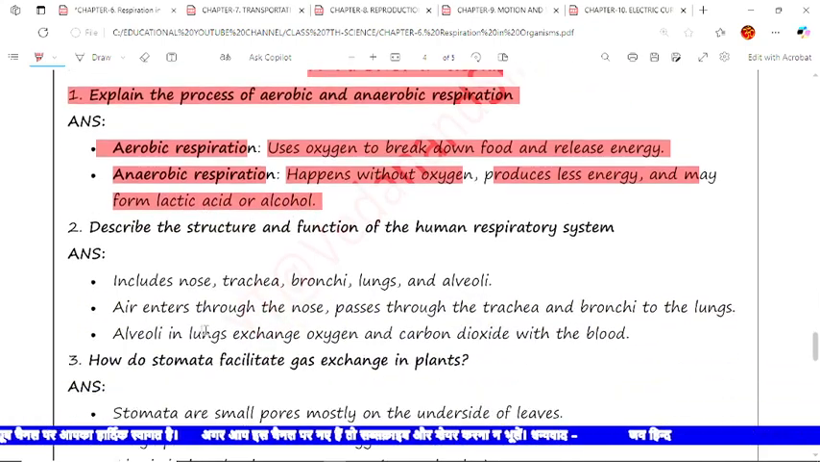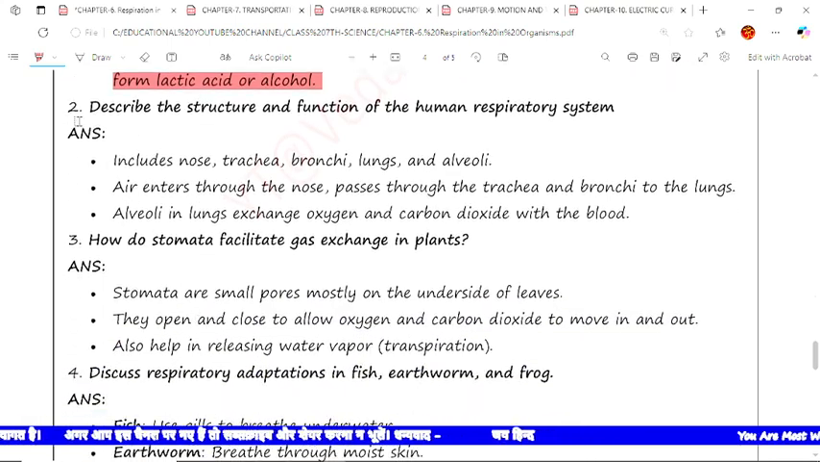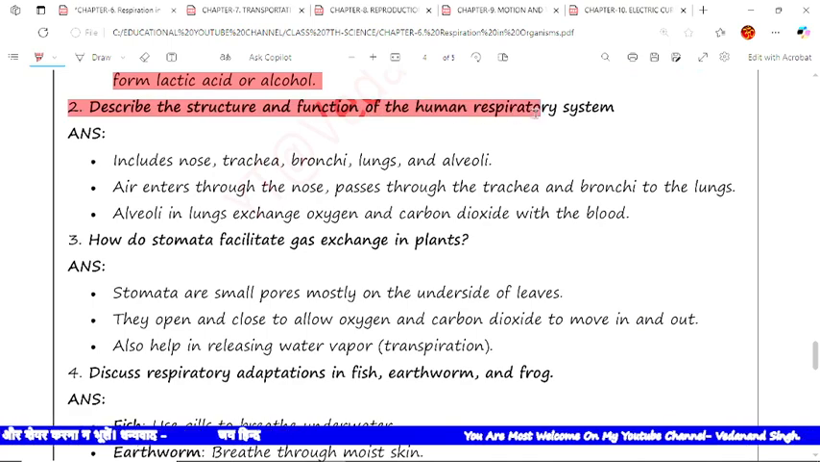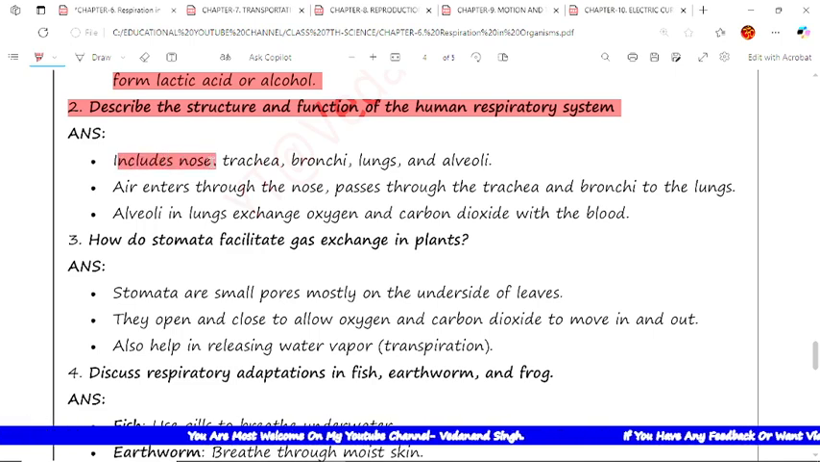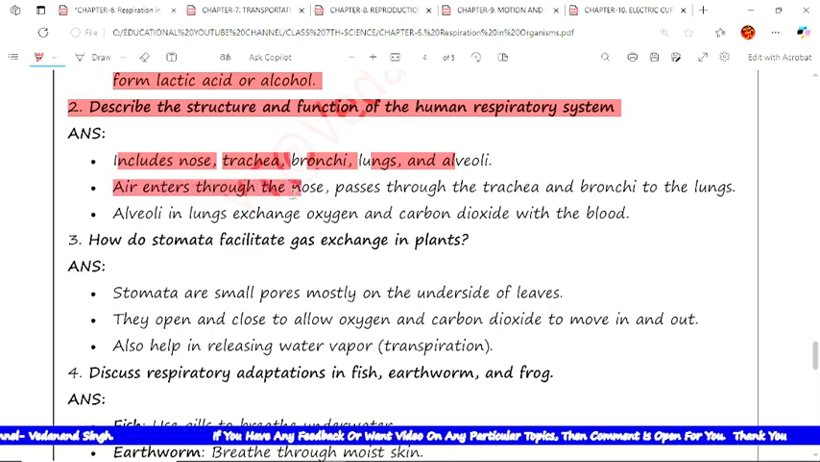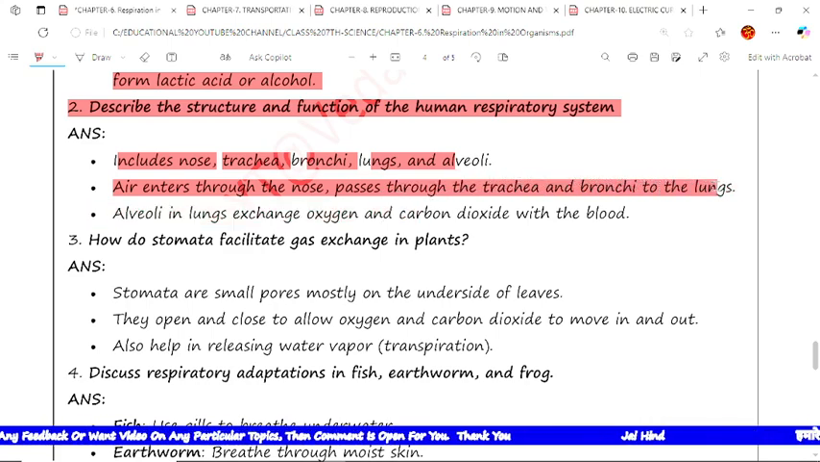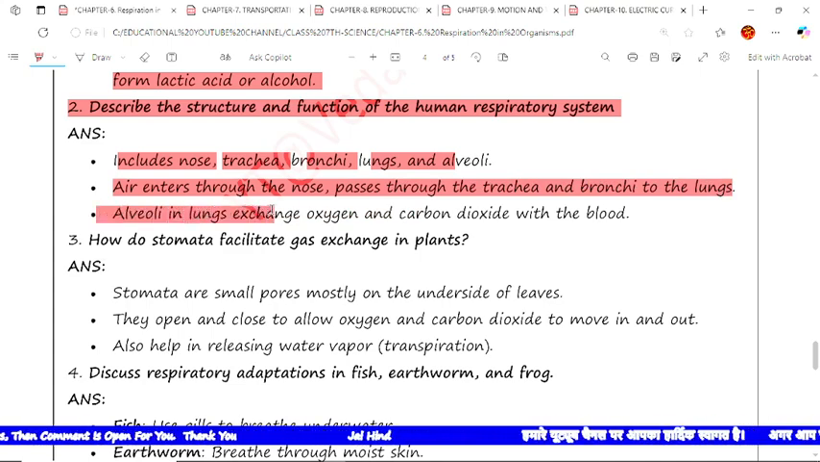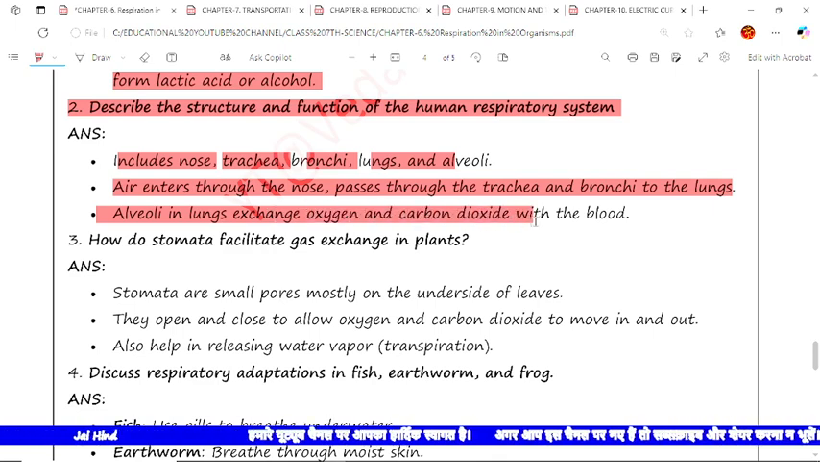Now the second question of the long type is describe the structure and function of the human respiratory system. The answer is it has the nose, trachea, bronchi, lungs and alveoli, and the air enters through the nose and passes through the trachea and bronchi to the lungs. And the next point is alveoli in humans exchange oxygen and carbon dioxide with the blood.